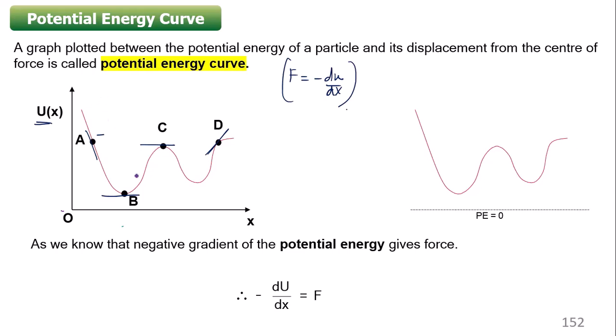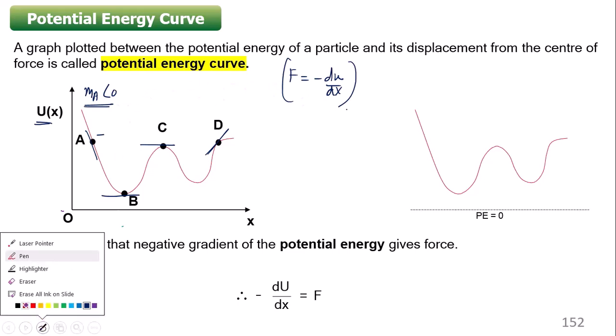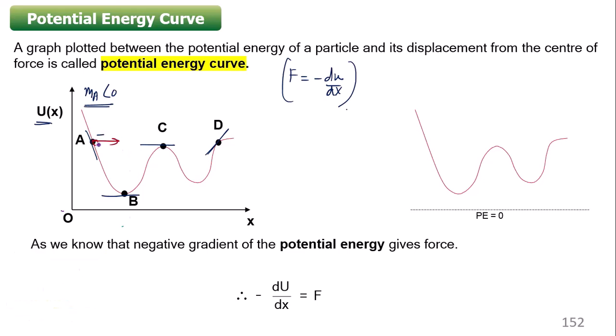Okay. So that means at point A, the slope is negative. So negative of the slope, the force becomes positive. Force becomes positive means at point A, the force is in this direction. Similarly, at point B, the slope is positive, but negative of positive is negative. So at point B, the force is in this direction. So by seeing the potential variation, I can identify the direction of the force first of all.